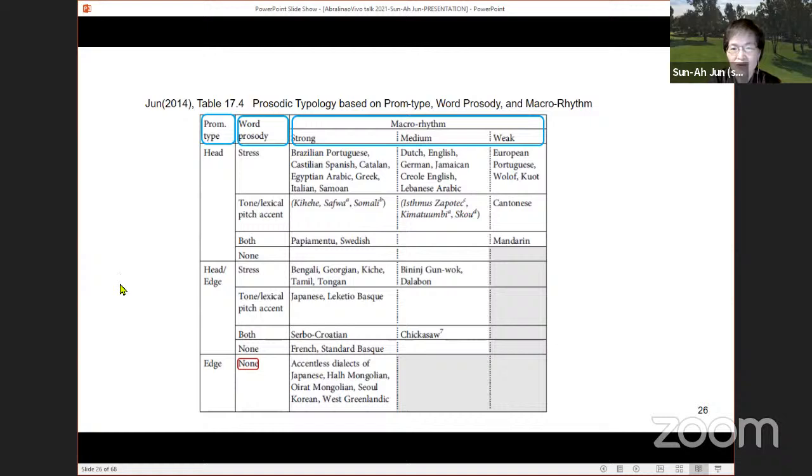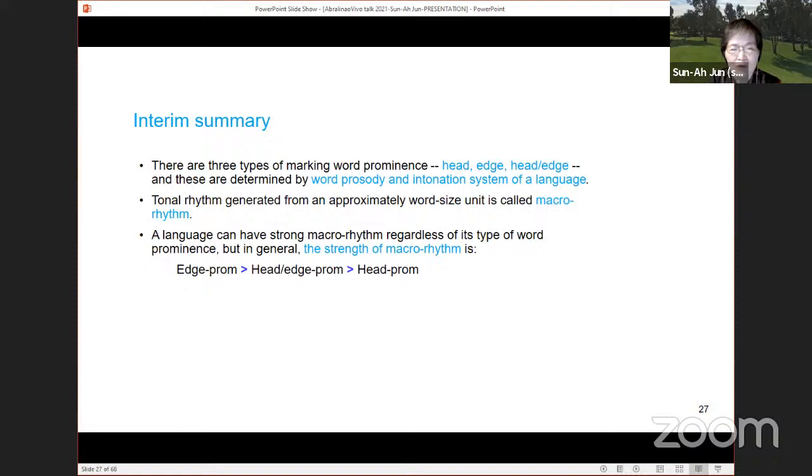So, interim summary: there are three types of marking word prominence: head, edge, and head slash edge. These are determined by the word prosody and intonation system of a language. Tonal rhythm generated from an approximately word-size unit is called a macro rhythm. A language can have a strong macro rhythm regardless of its type of word prominence. But in general, the strength of the macro rhythm is highest in edge prominence, followed by head-edge prominence, and then head prominence.